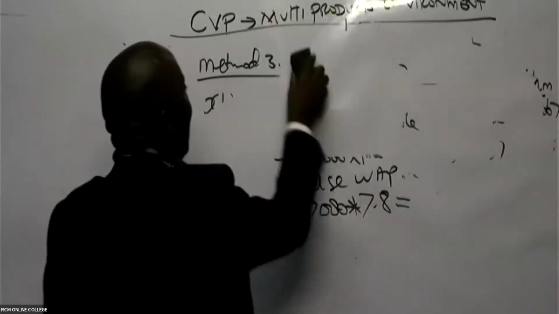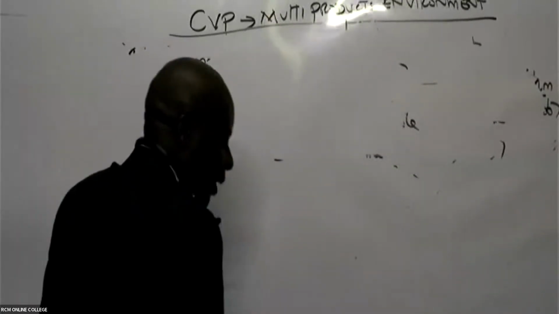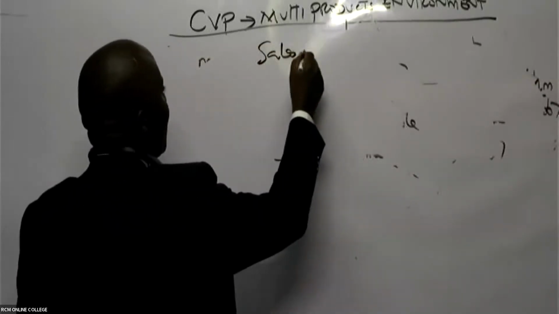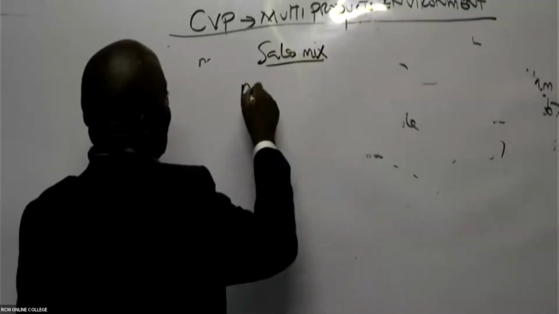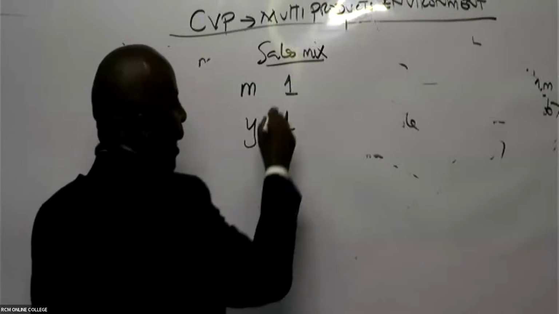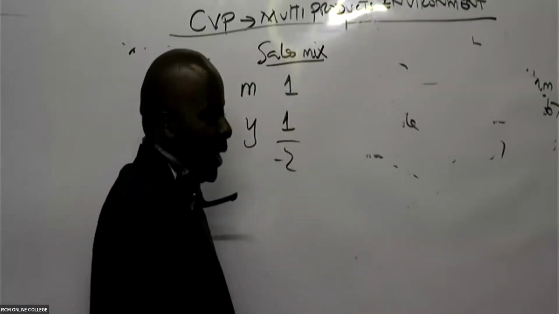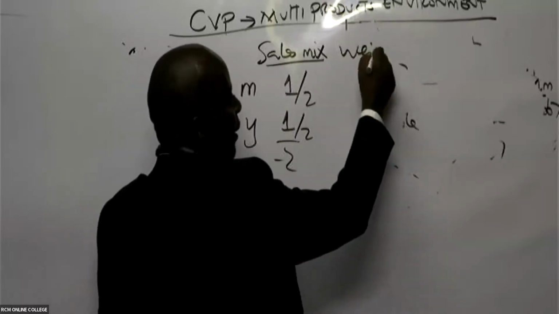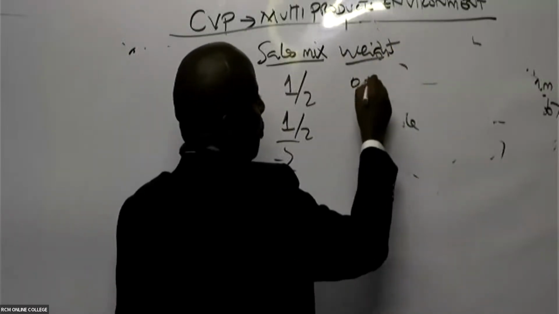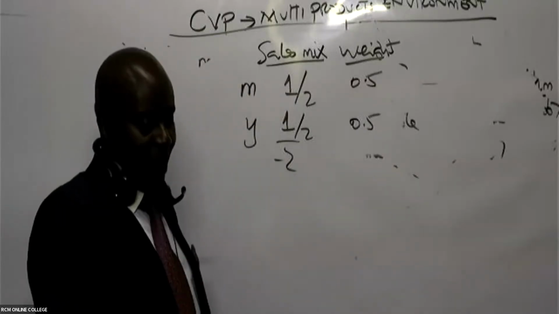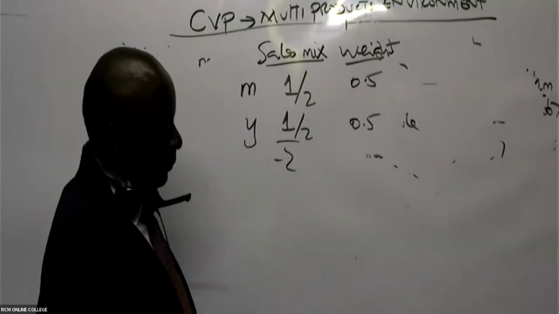So Adan has been able to know that if we have the sales mix here, MY, this is 1:1. When I add them, I get 2, so a half. It means that the weights will be equal to 0.5 and 0.5. Is that okay? Yes. Great.